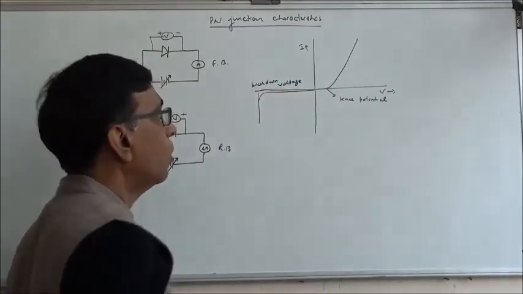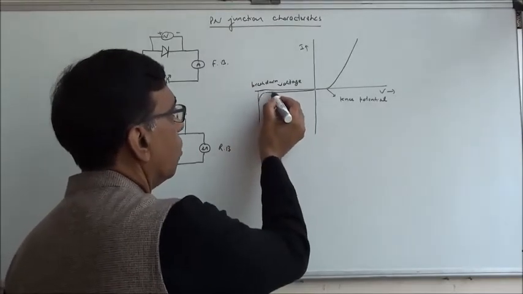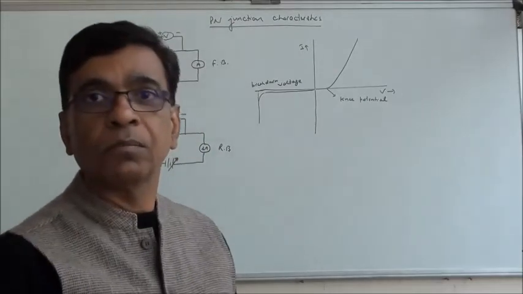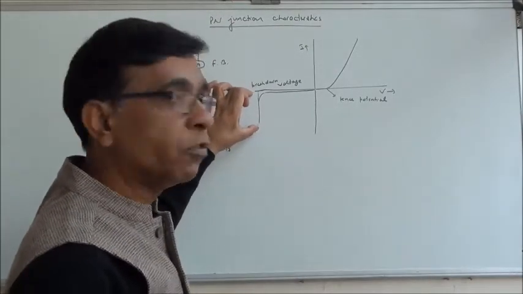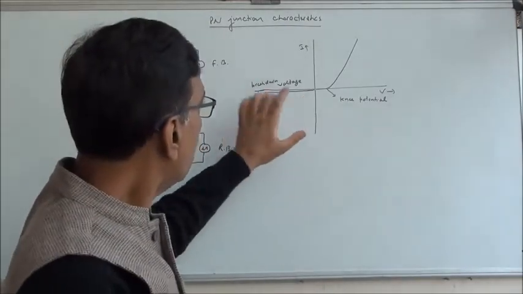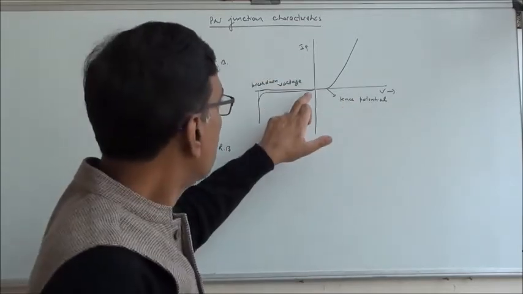Normal diodes don't work in this region. We have to apply a voltage less than the breakdown voltage. There are specially designed diodes which work in this region. We call them Zener diodes. So that mechanism will be discussed in Zener diodes.